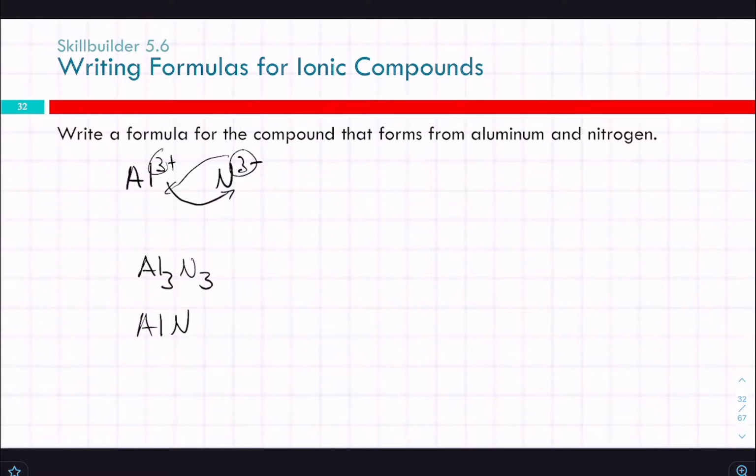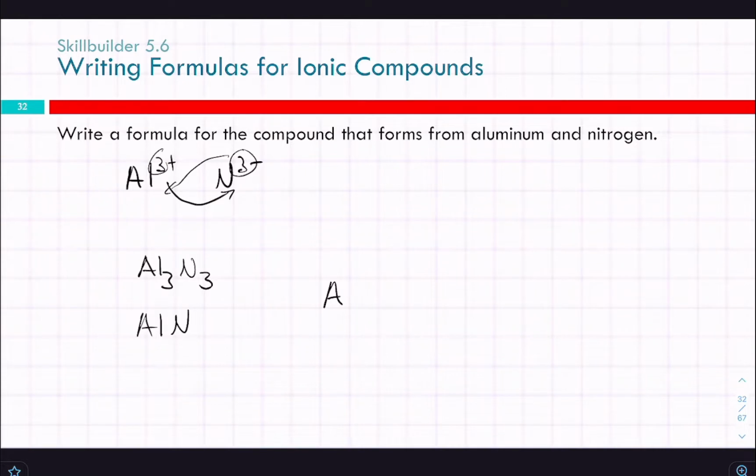Because even though these charges balance, again, remember, these are ionic compounds. So we want the formula unit. We want just the smallest piece that makes up the whole lattice. So this is 3 of those pieces together. We can simplify that to just 1.